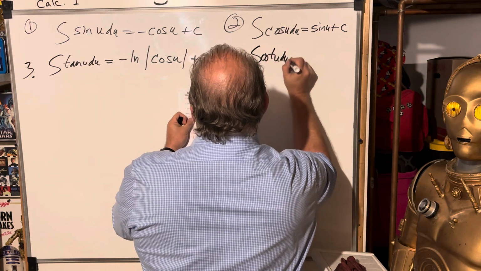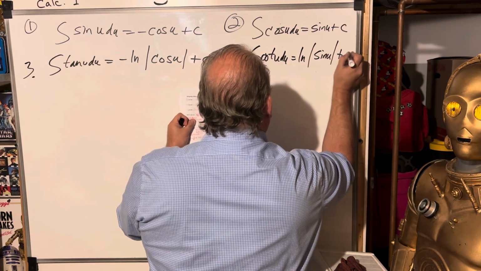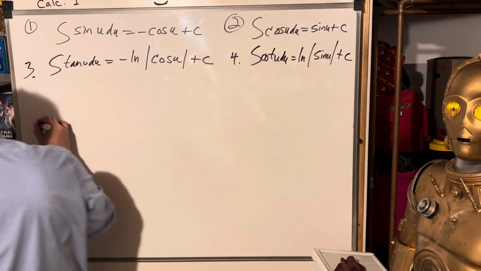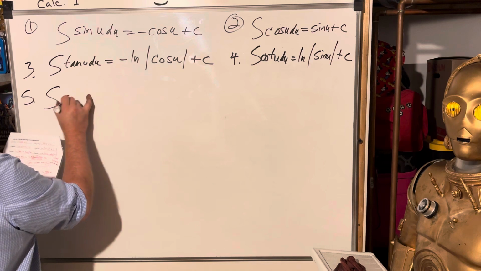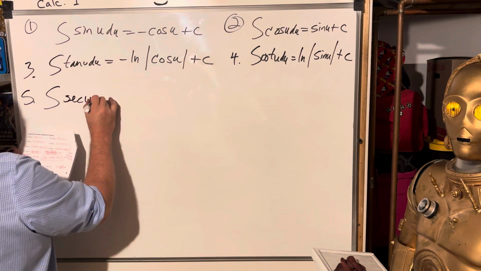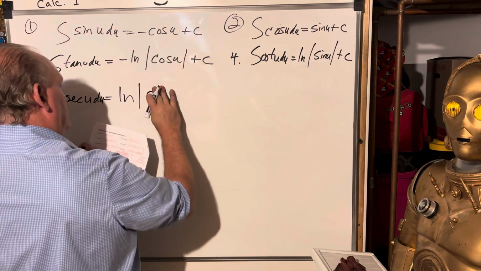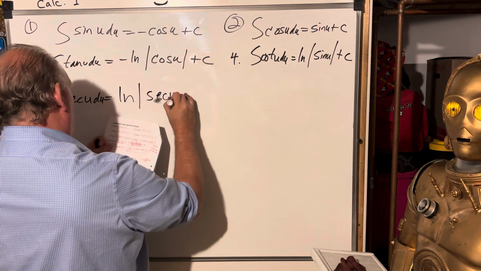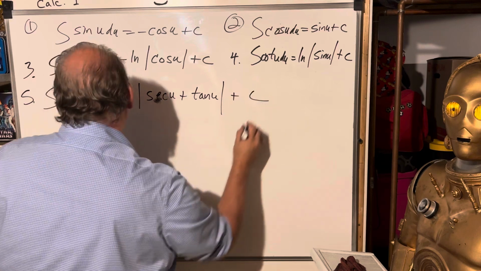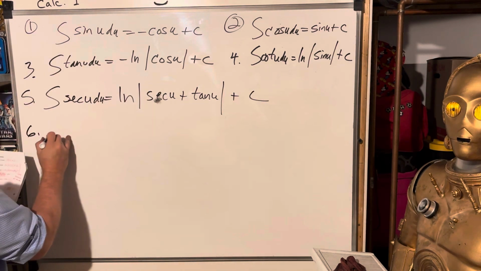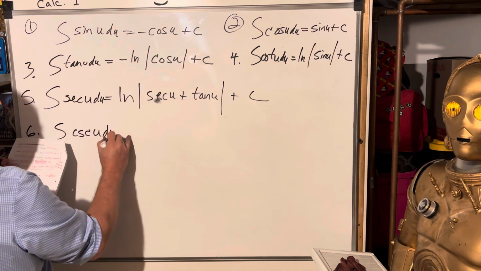The integral of cotangent u du is equal to ln of sine u plus c. Again, we could work those, but number 5, the integral of secant u du, is ln of secant u plus tangent u plus c. You don't have to know that one. And number 6, the integral of cosecant u du. I mean, write them down.